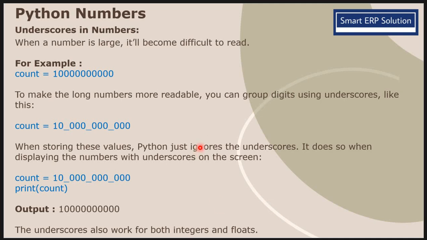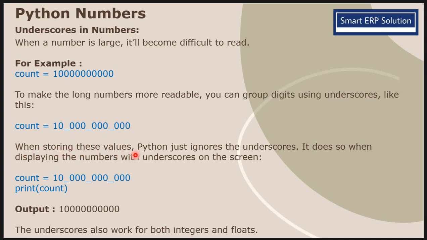Underscore in numbers. When a number is large, it becomes difficult to read. Like this count, there are so many zeros after 1, so it becomes very difficult to read. To make long numbers more readable, you can group digits using underscores. Like this, count equal to 10 underscore 000 underscore 000 underscore 000. If we write the number this way, it is very easy to read.